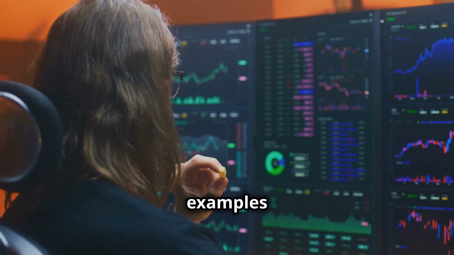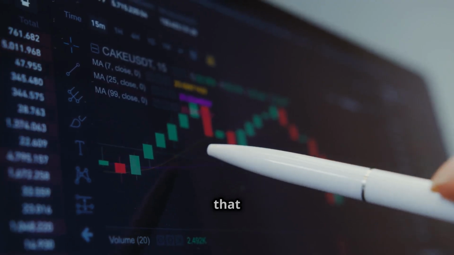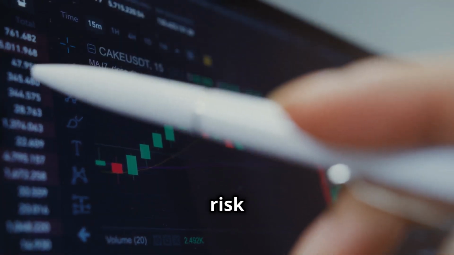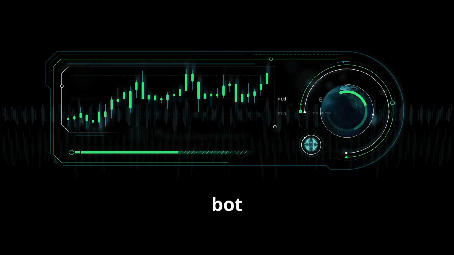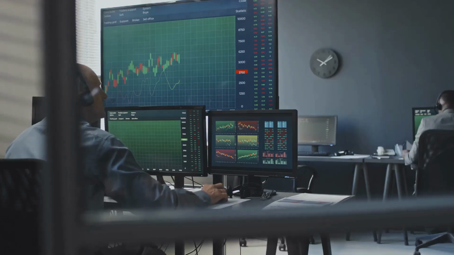These are just two examples of the many technical indicators at our disposal. The key is to choose indicators that align with our trading strategy and risk tolerance. We can program our bot to use a combination of indicators to generate more robust trading signals.